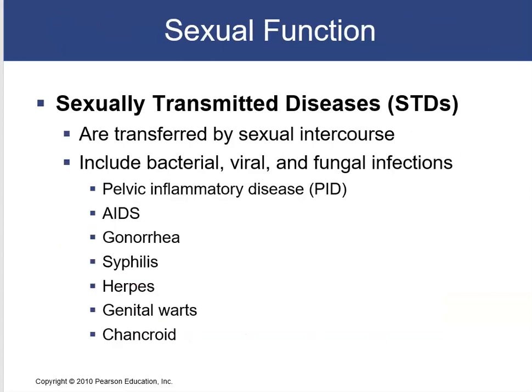Ending with some sexually transmitted diseases. These are diseases that are transferred via sexual intercourse. They include bacterial, viral, as well as fungal infections. One is pelvic inflammatory disease. This is due to the bacteria known as chlamydia. This is very serious and can result in infertility. AIDS is due to a virus. Gonorrhea and syphilis are both due to bacteria. And the last three, herpes, genital warts, and chancroid, are all viral infections.